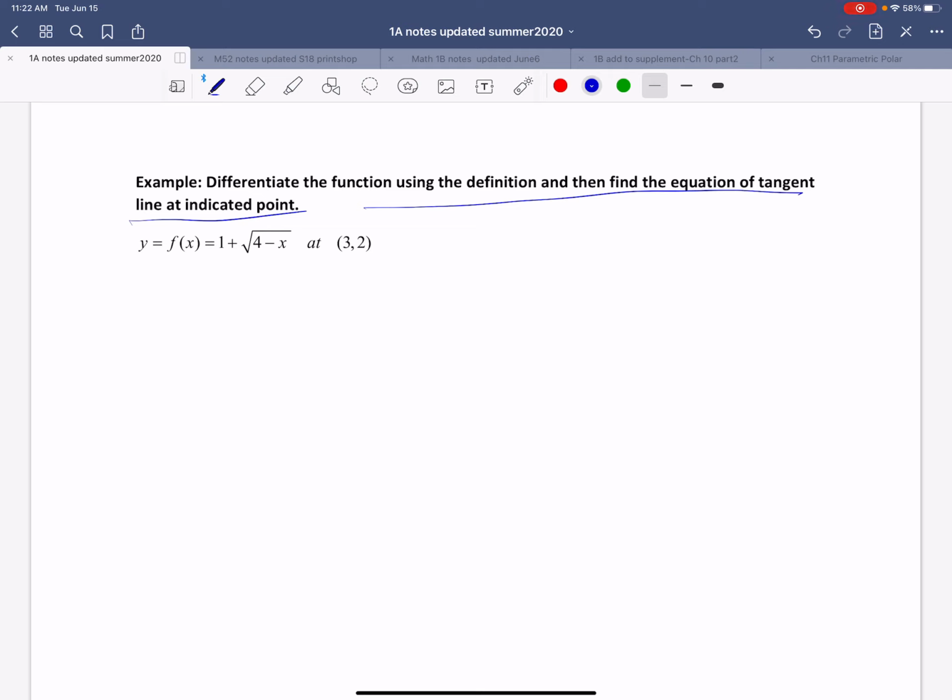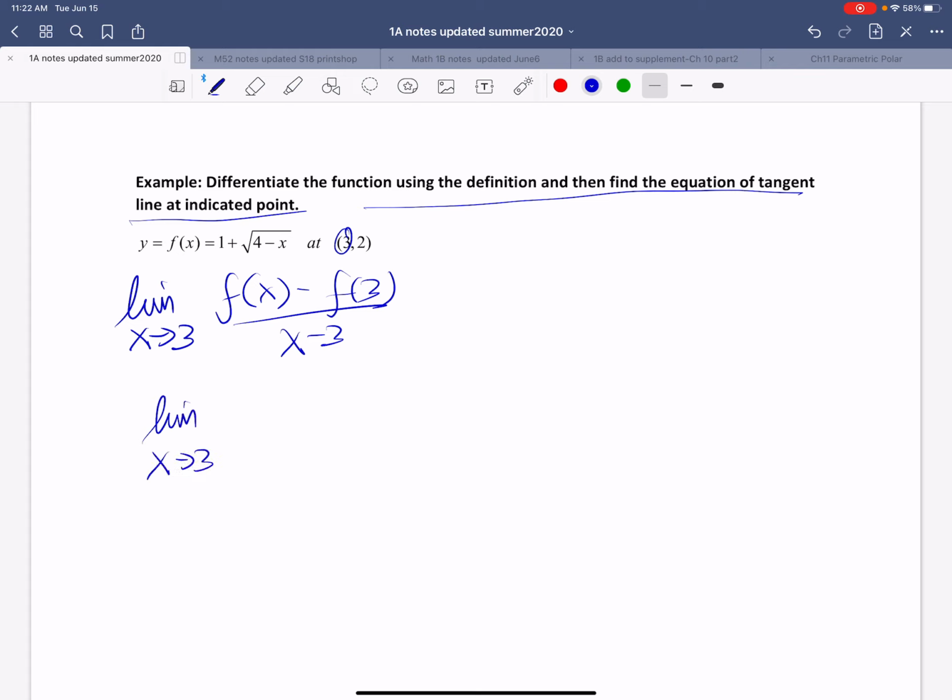limit definition of derivative, so we can say limit as x approaches 3 of f(x) minus f(3) over x minus 3. Either use the difference quotient or use the limit definition. If you want, you can use the limit definition of the difference quotient. Both are using the definition. Both are the definitions of the derivative. So f(x) minus f(3) over x minus 3.